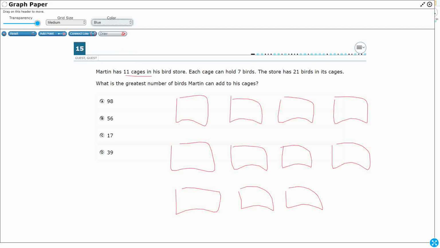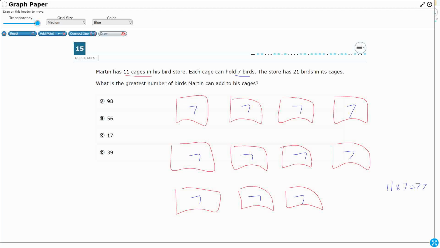So let's draw a picture. I've got 7 birds that could possibly go in each cage. Okay, so I'm going to write 7, 7, 7, 7, 7, 7, 7, 7, 7, 7, 7. So hopefully we see, all right, I've got 11 groups of 7. I've got a max of 77 birds.